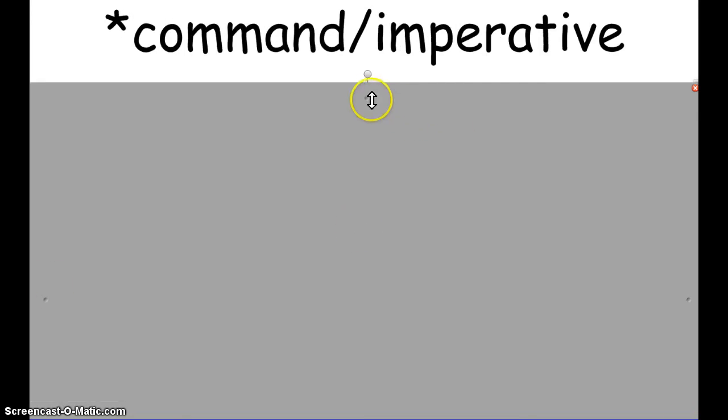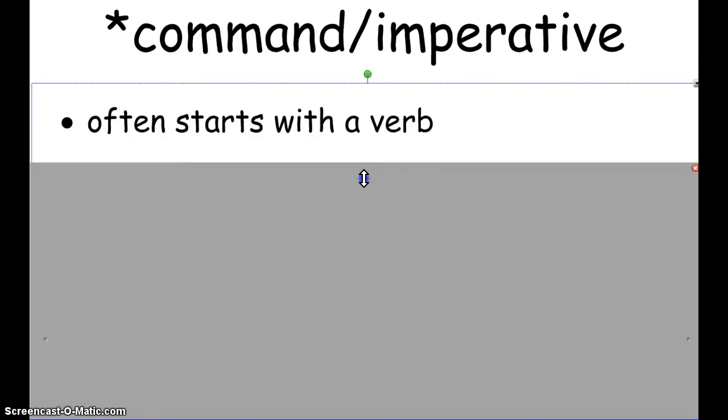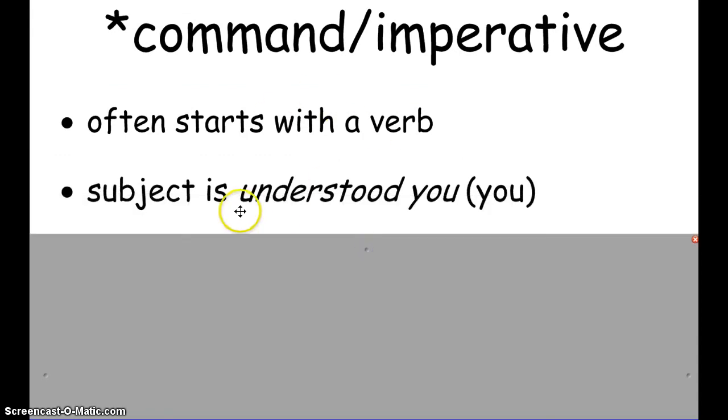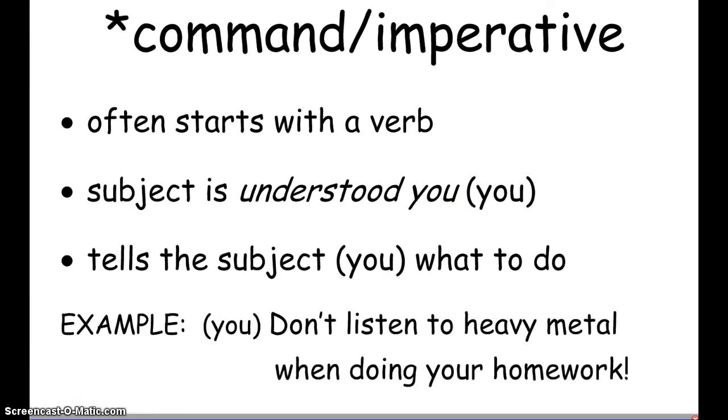We've talked about commands, and these can't always be put into sentences or into any type of writing that you're doing, but it's just something that you need to be aware of as a good varied sentence type, and that is a command. Our commands often start with a verb, and that's because they're commanding you, the subject, to do something. So, for example, don't listen to heavy metal music when you're doing your homework. Okay, that's a command to you, telling you not to listen to heavy metal music.